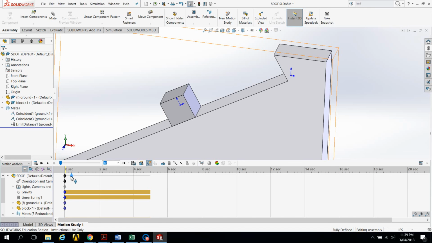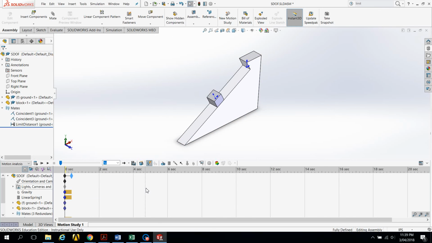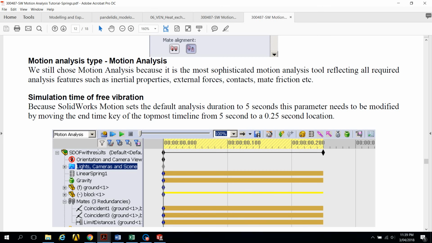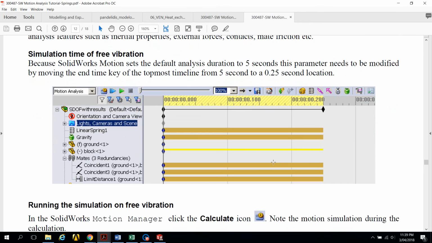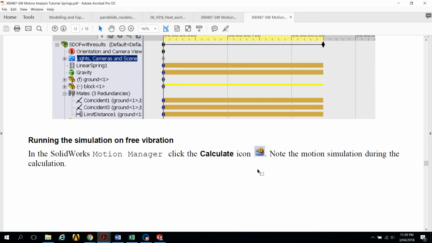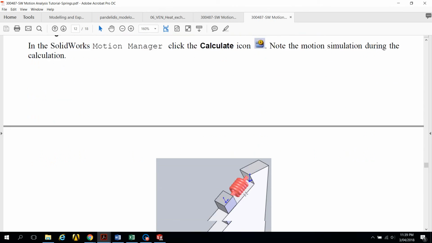1.5.2. Okay, we change the time, simulation of the free time. Okay, now motion analysis type. I choose this one, external forces, 5.45 seconds. Okay, and light camera, running simulation, and let's see what will happen.